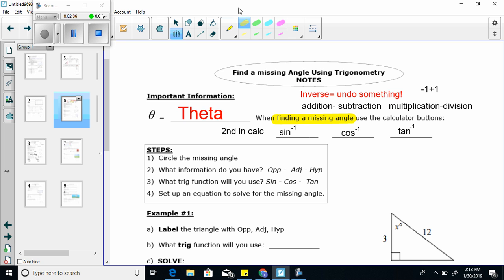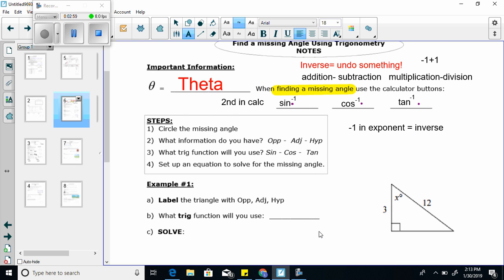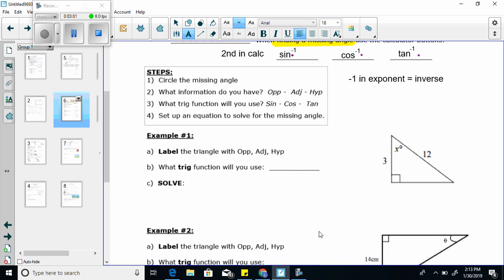All right, but the really important stuff is down here with inverse sine, inverse cosine, and inverse tangent. That's what these little -1s represent, the inverse. So the -1 in the exponent equals inverse. We're going to follow the same steps that we did when solving for a missing side on page 3 of notes. This is very similar, so you can take a look back at that video and lesson.